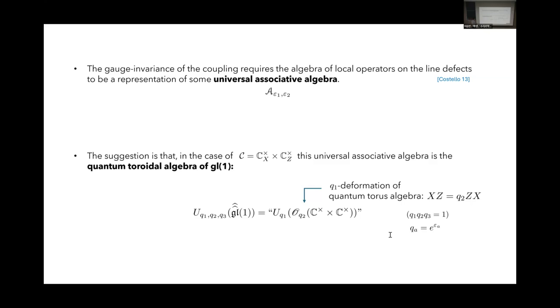So what is a quantum toroidal algebra? I will give you the definition, I will give you a presentation later. But for now, you can think of it as a certain q-deformation of the enveloping quantum torus algebra generated by X and Z, satisfying that commutation relation on the right. The name quantum toroidal algebra, I think, follows from the fact that it's a deformation of it.